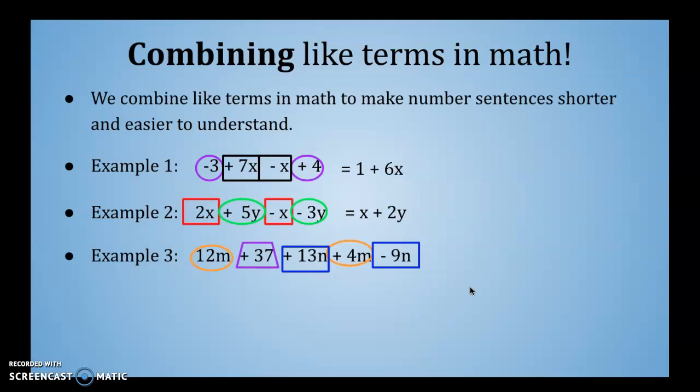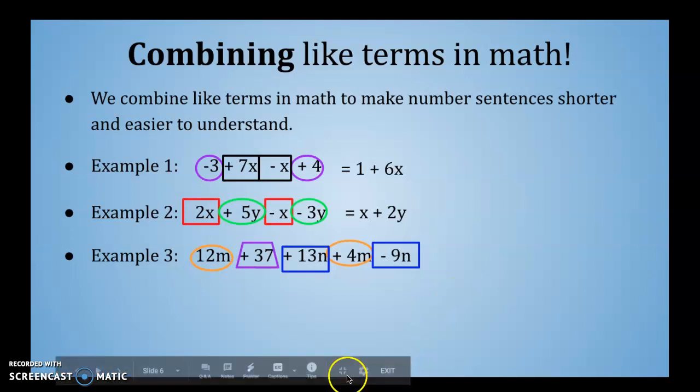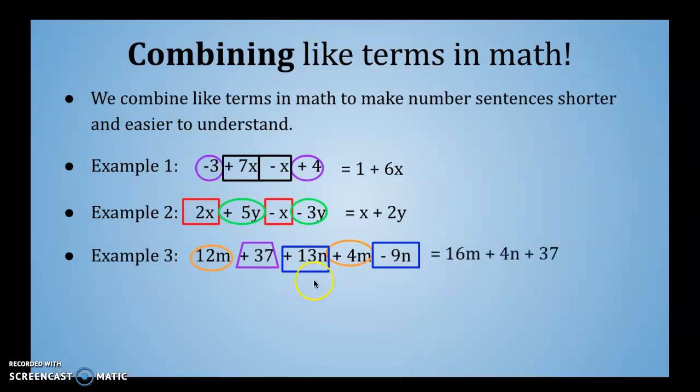So let's think about it. If we have 12 m's plus our 4 m's, that should give us 16m, right? 13 minus 9, well, that's 4n. And then 37. Okay, perfect. So we got our 16m, our 4n after we have that subtraction there, and then our 37 just stays on. Again, it's just a shorter, simpler way of writing it. Makes it look a little less scary.